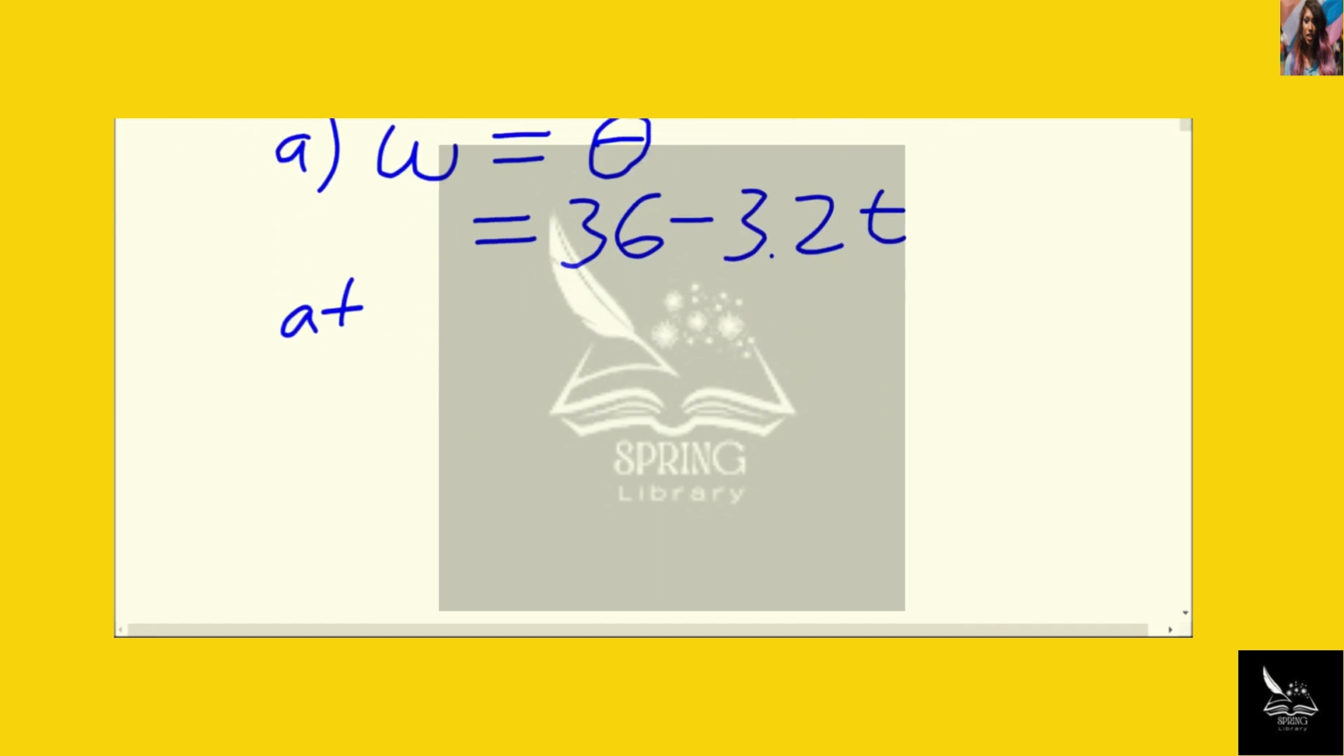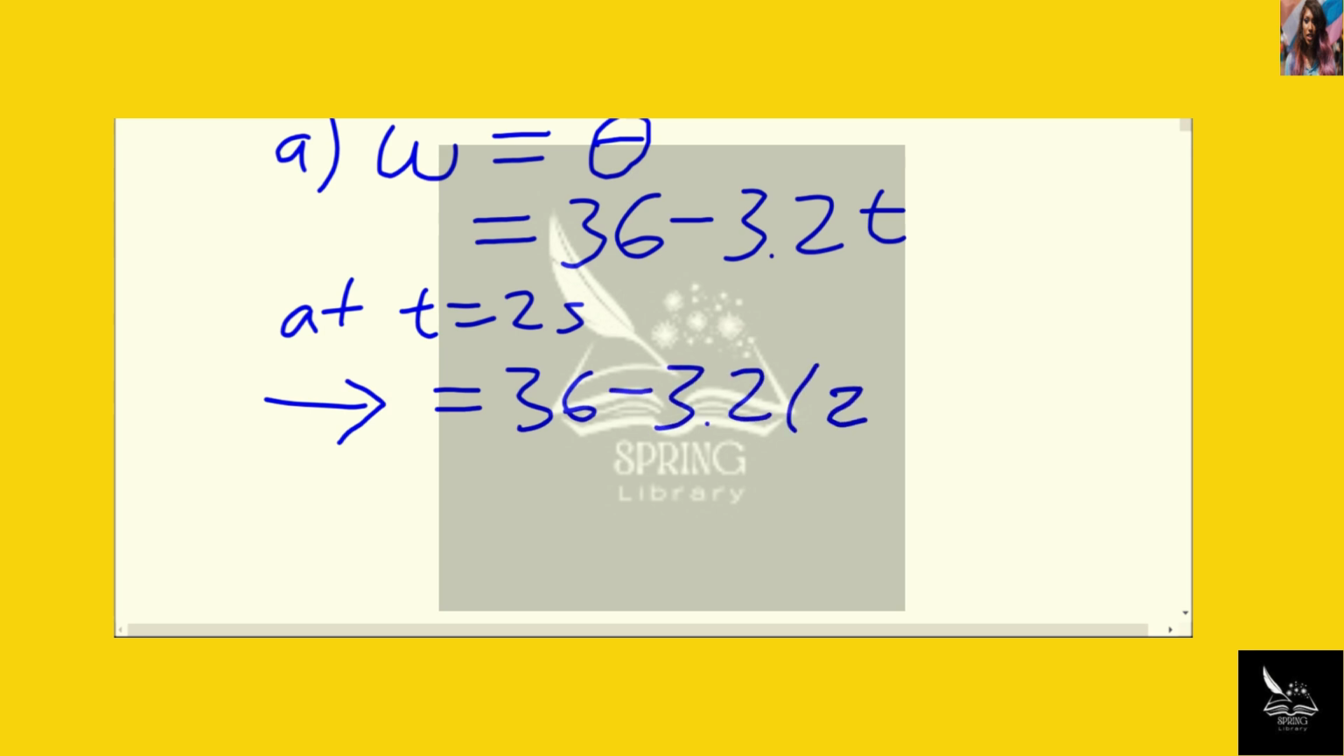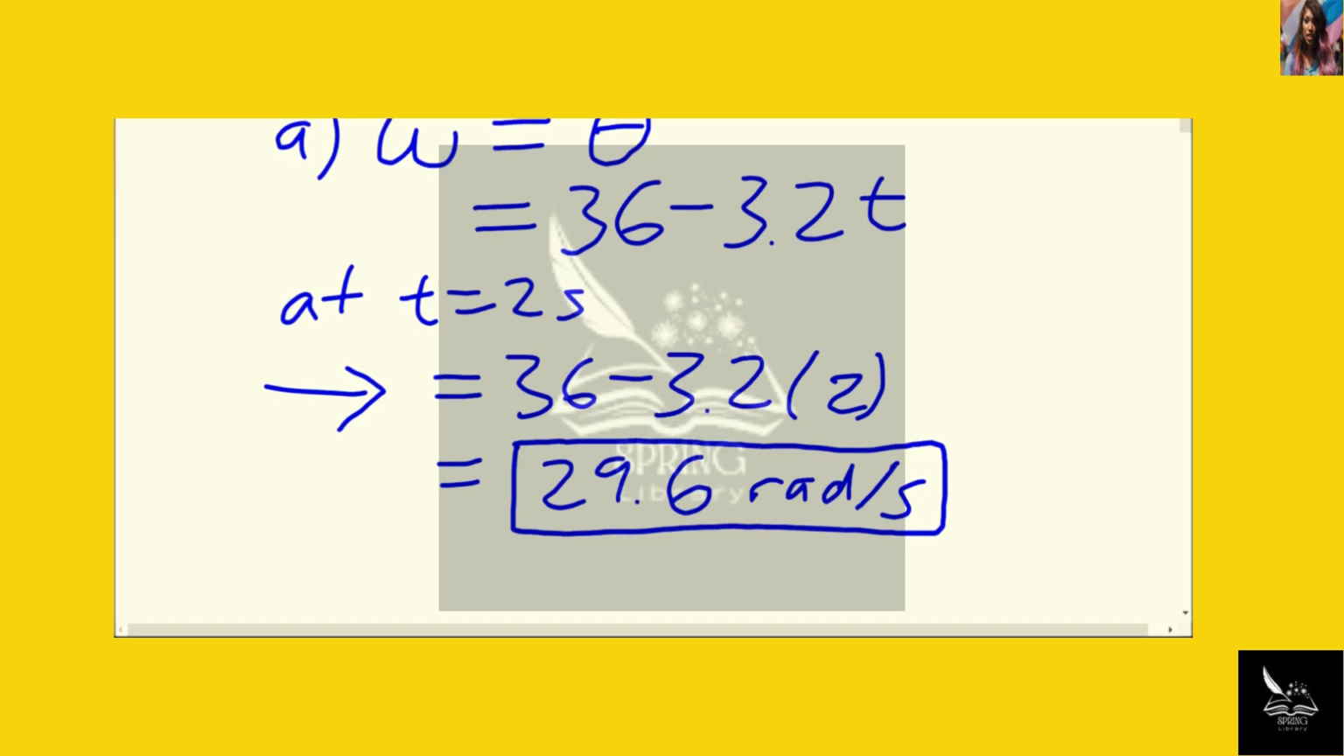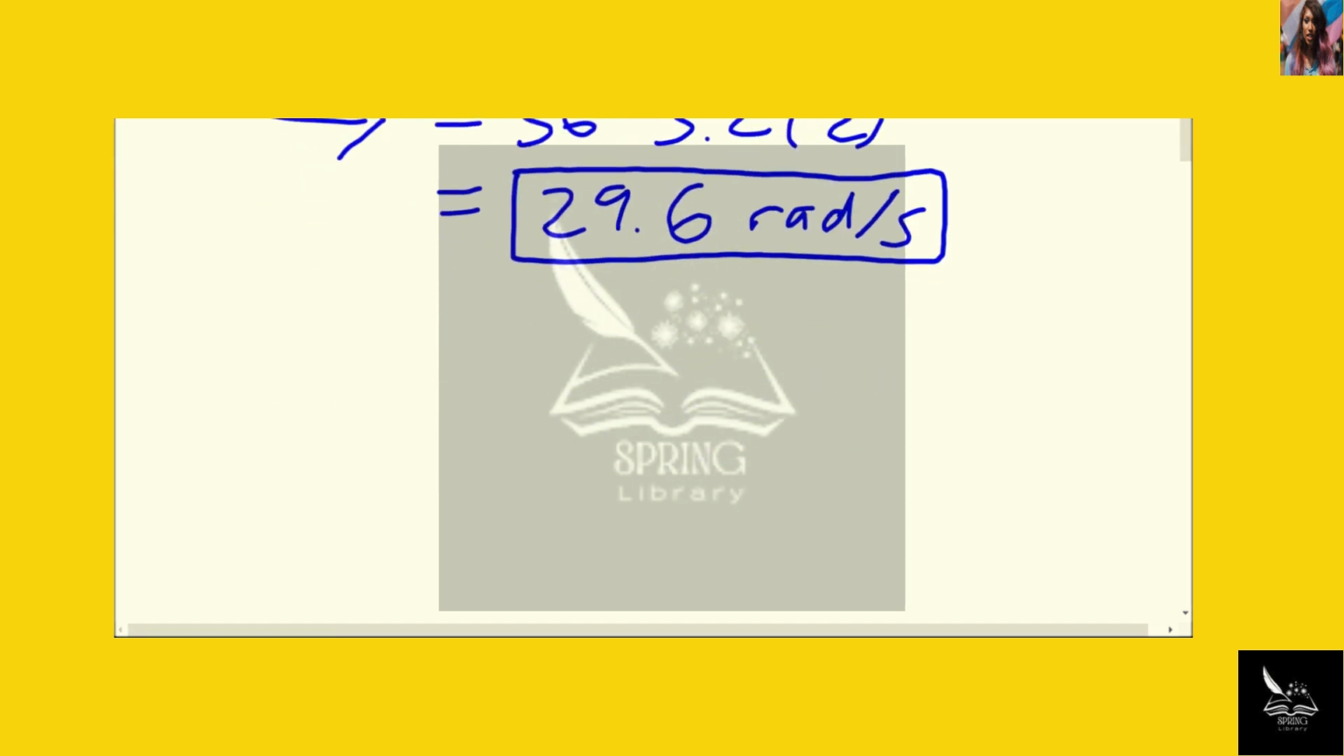Now, if we plug in t equals 2 seconds, that leaves us with 36 minus 3.2 times 2, which simplifies to 29.6. And our units are radians per second because we're dealing with angular velocity. So that's the angular velocity of our drum at t equals 2 seconds.